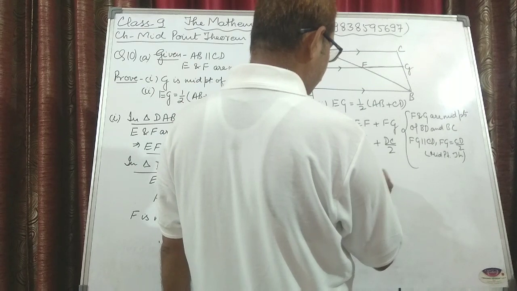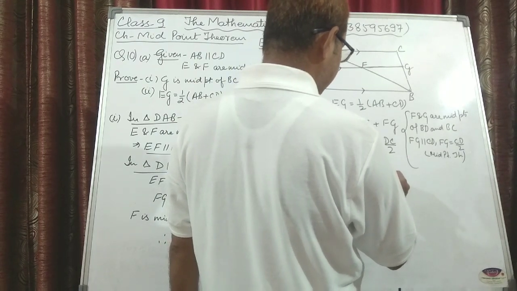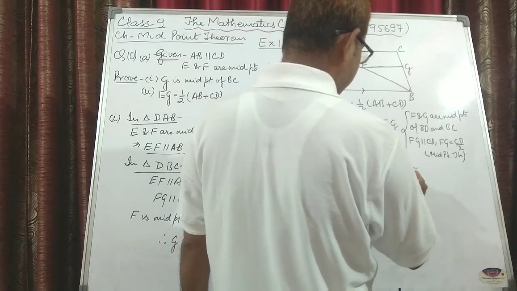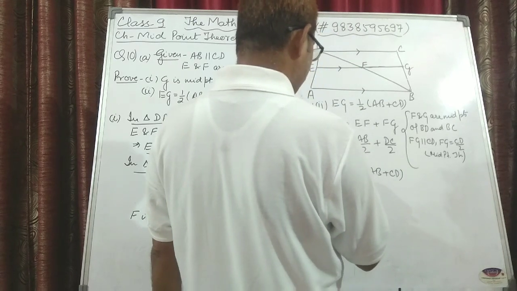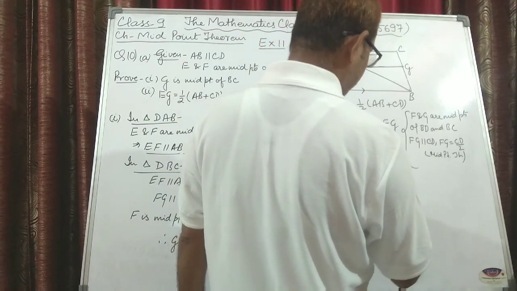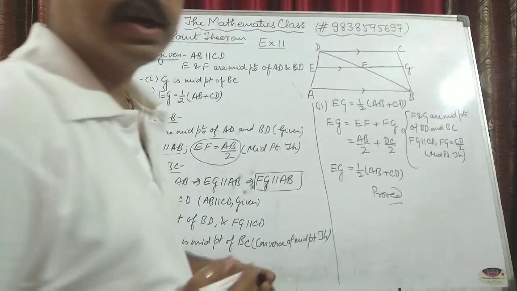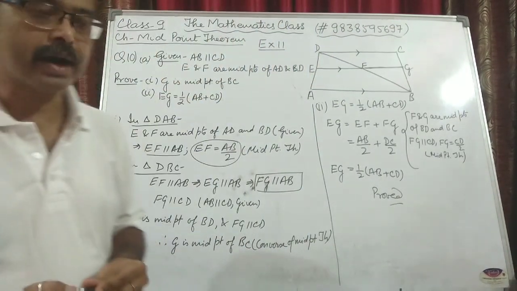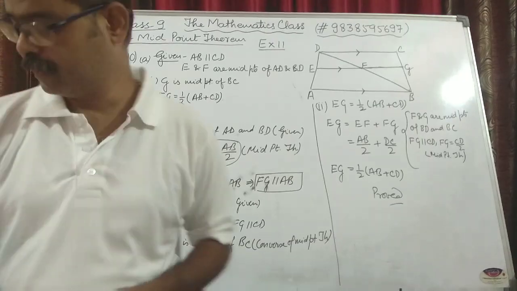We take 1 upon 2 common. We are left with AB plus CD and that was your EG. That is the proof. Hence proved. Now we move on to the second part of this 10th question.